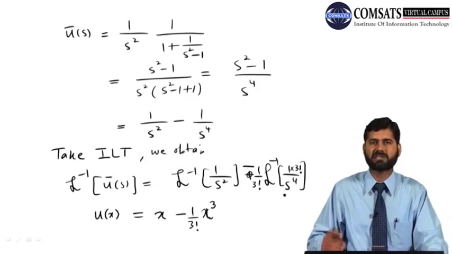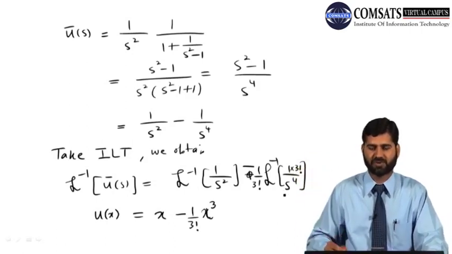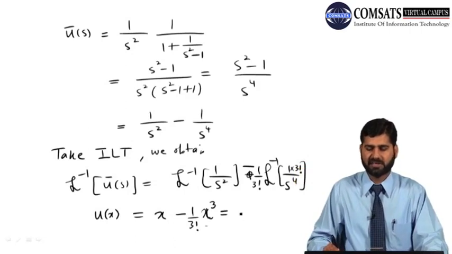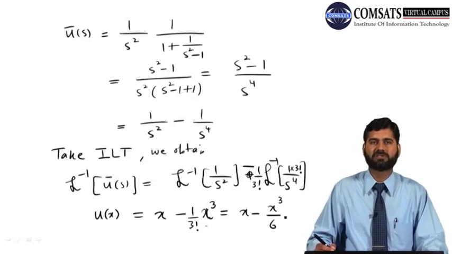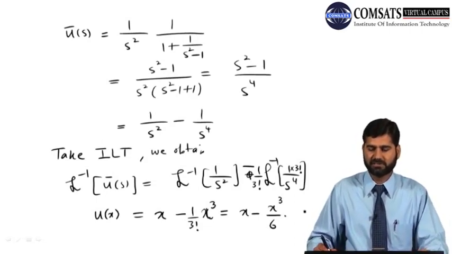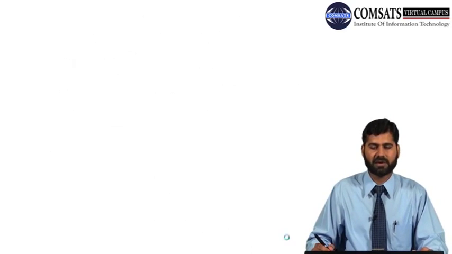So x cubed has transformed as 3 factorial by s^4. So this is my answer. The answer is x minus x cubed by 6. See, I got the solution of the given integral equation.